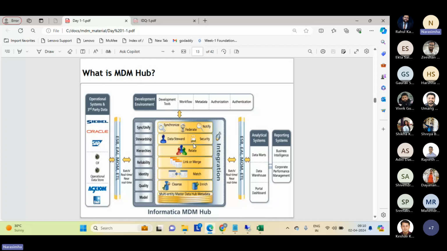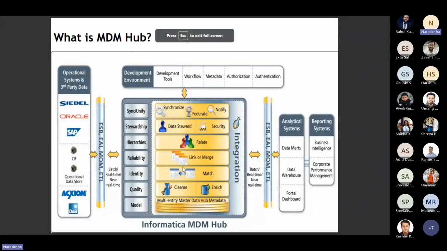And then we also understood the different components in this MDM. This is one of the important slides, where we spent a lot of time understanding different components like model, quality, identity, reliability, hierarchy, stewardship, and sync or unification. Right? So we talked about some of the highlights of each of those components.